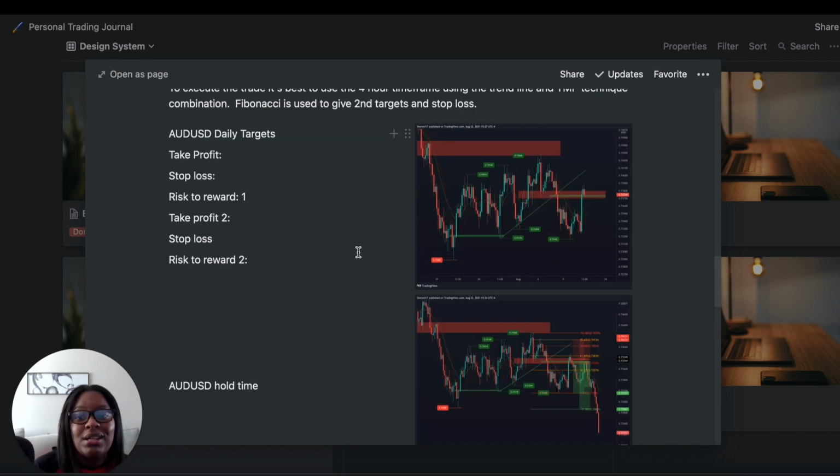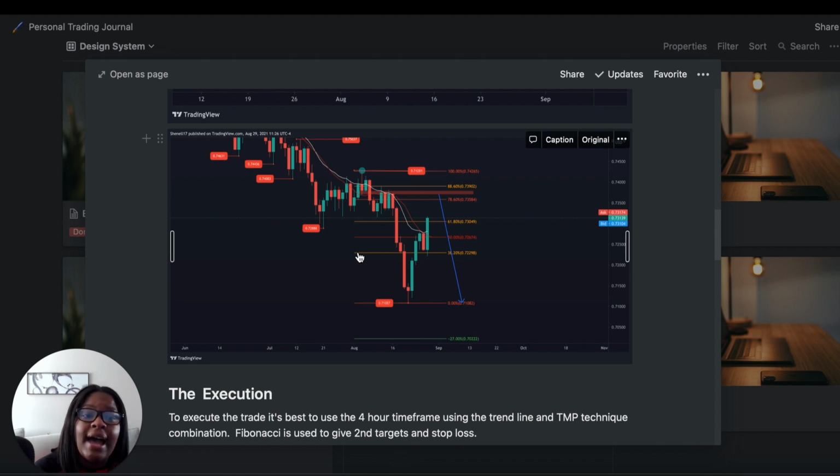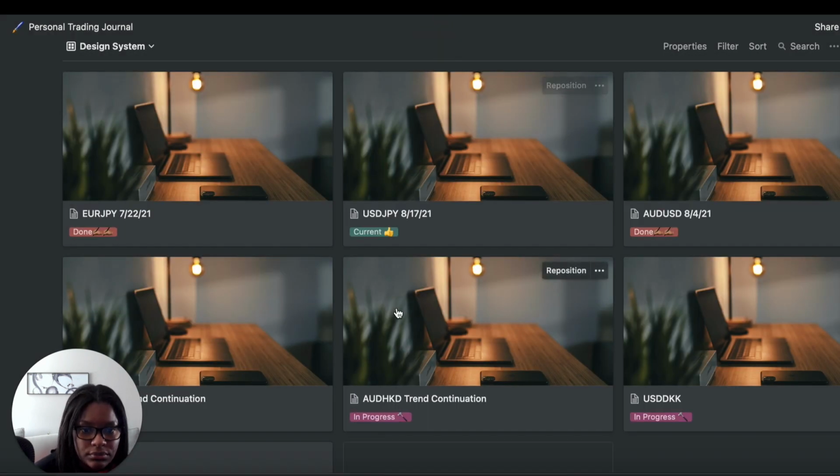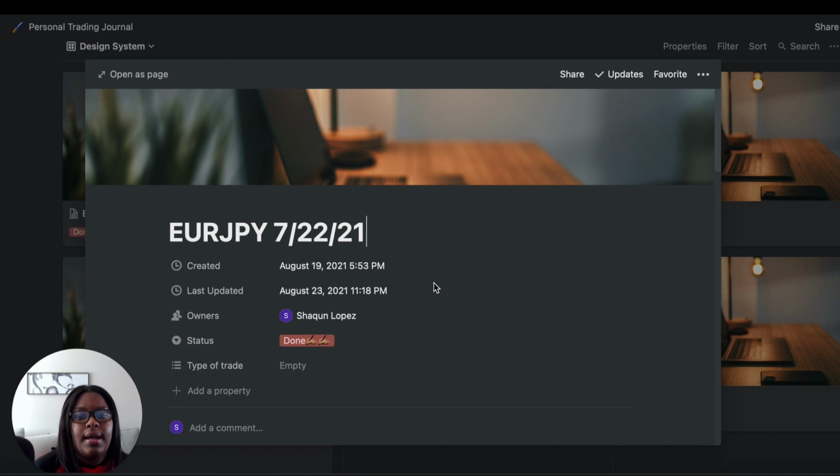So this is how I'm using Notion. This is one of my templates. I have another template as well. And I'm going to show you guys a trade that was completed. So it was created August 19th. The last time I updated it was the 23rd. And as you guys can see, it is done.